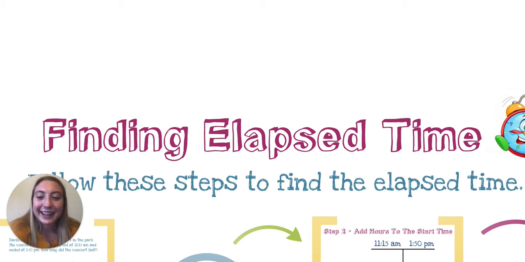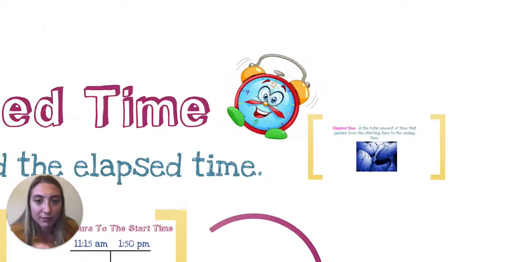Hello, third grade. Today we're going over finding elapsed time, which means we're going to be working with word problems for the next 2 days. So it might take us a little longer to work, but that's okay because we're learning, and that means that we are growing. So let's talk about steps to find elapsed time.